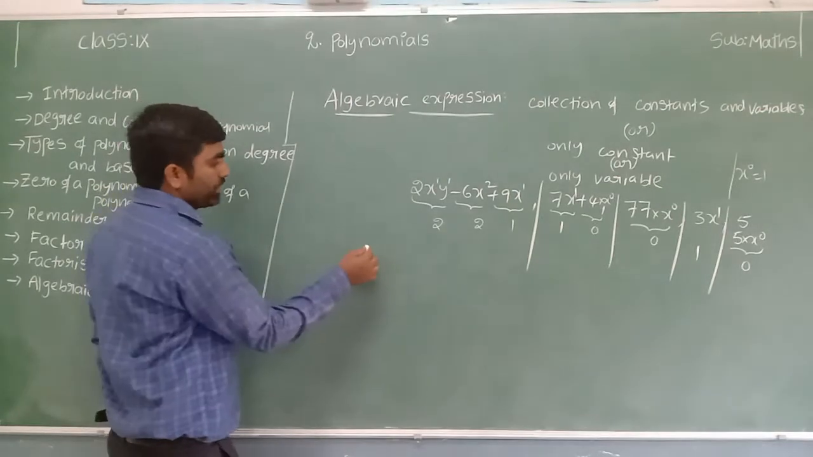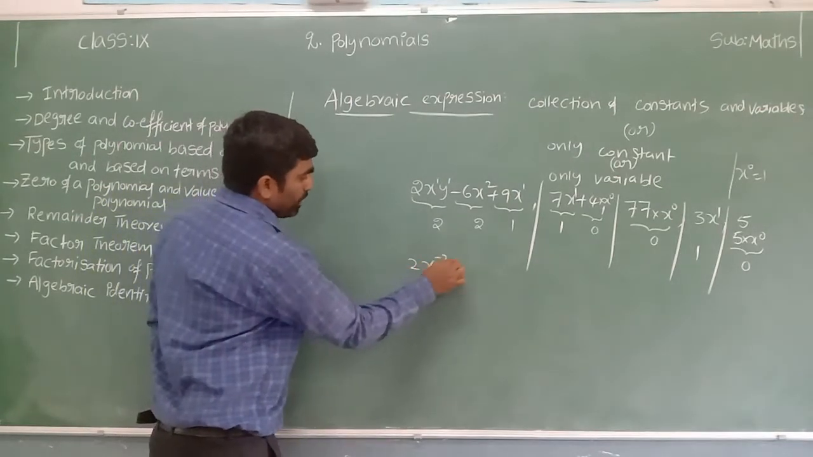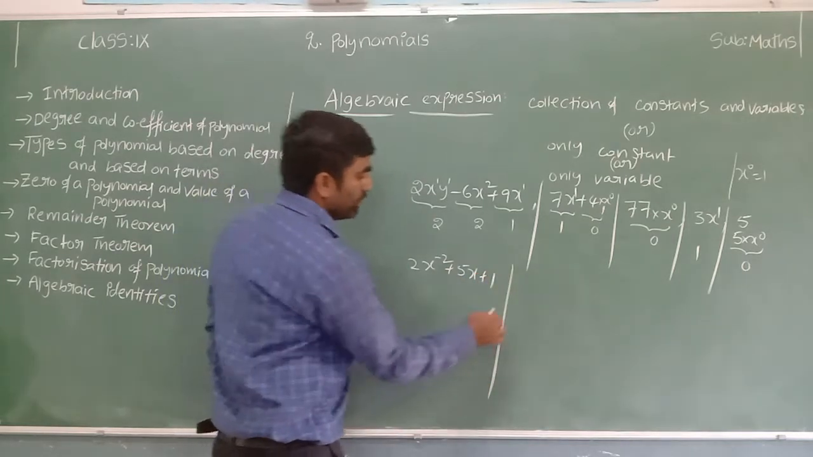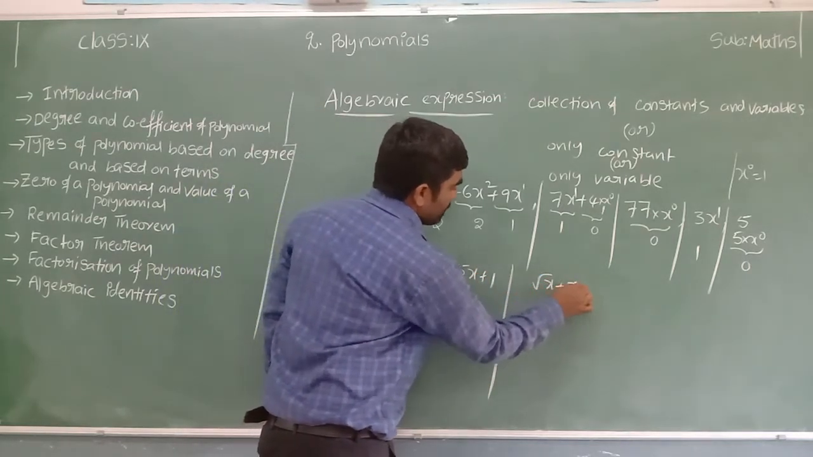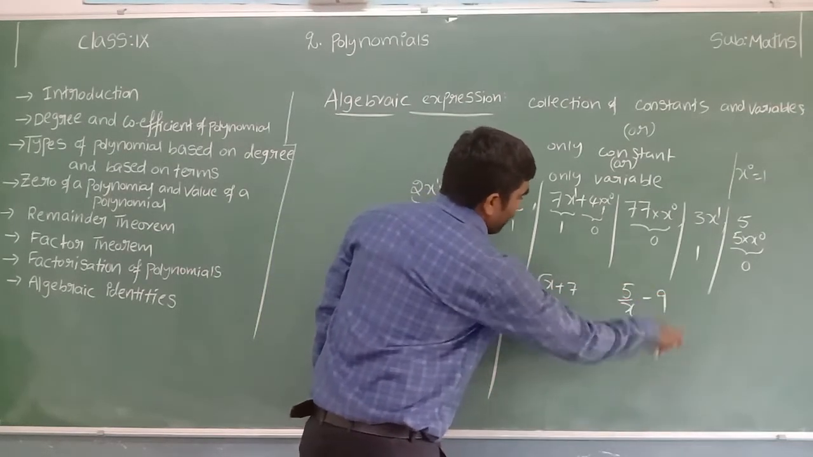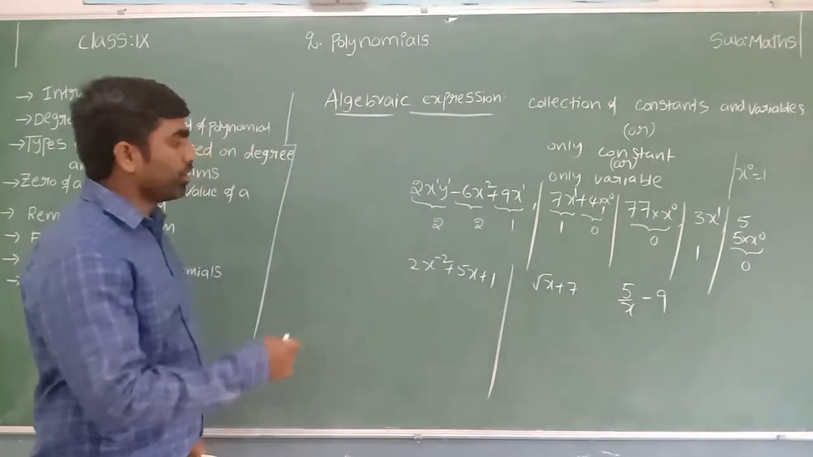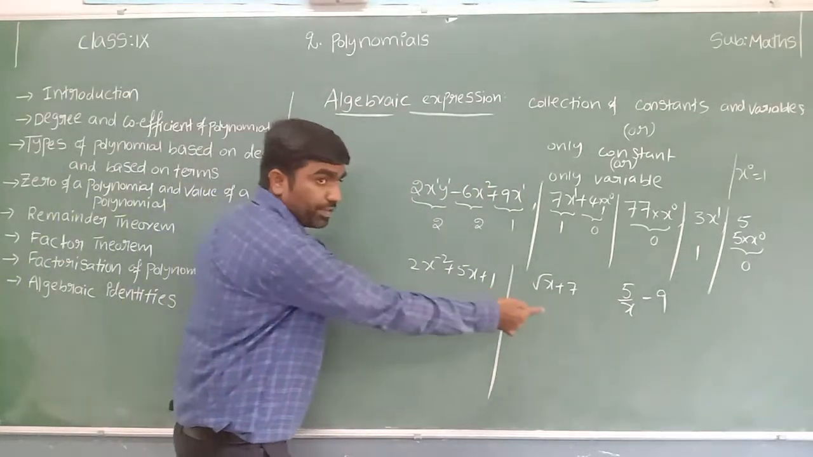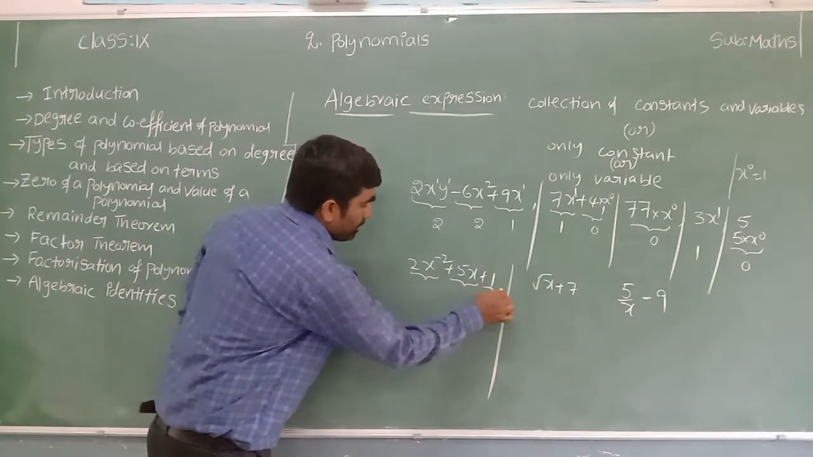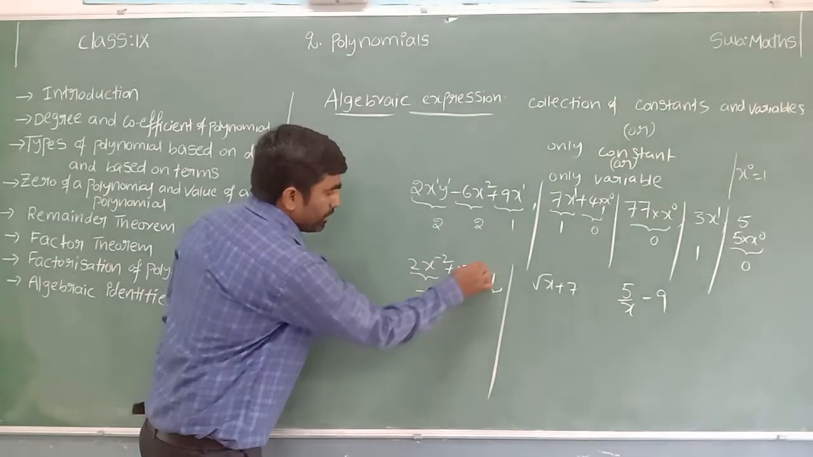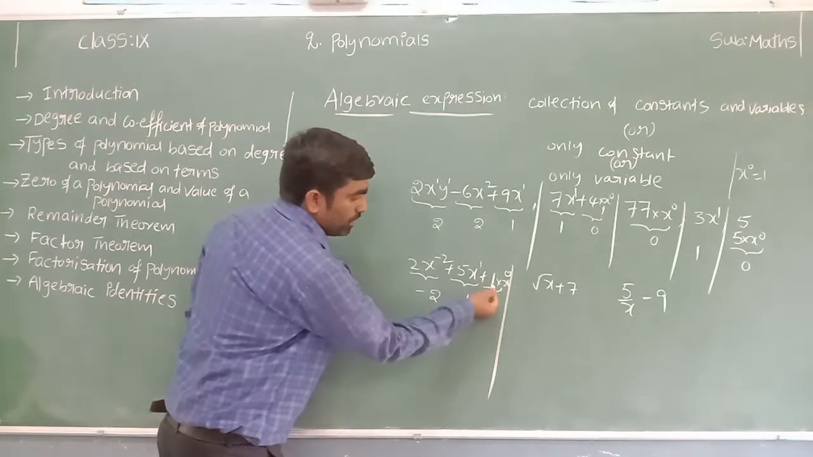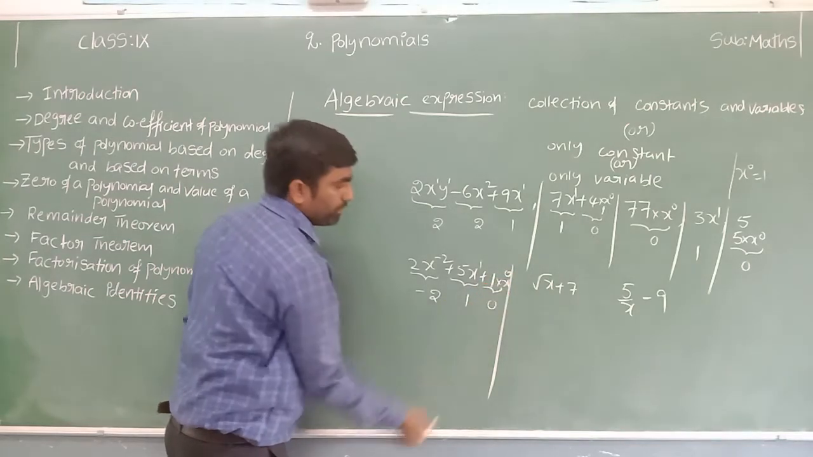Now let me take a few more examples: 2x to the power of minus 2 plus 5x plus 1. Let me take another example: root x plus 7, 5 by x minus 9. Now we will see what is the power of each term of these algebraic expressions. Here in this algebraic expression I can see 3 terms. The power of the first term is what? Minus 2. The power of the second term is 1. Here there is no variable, so we can write x to the power of 0. The power of the third term is 0.